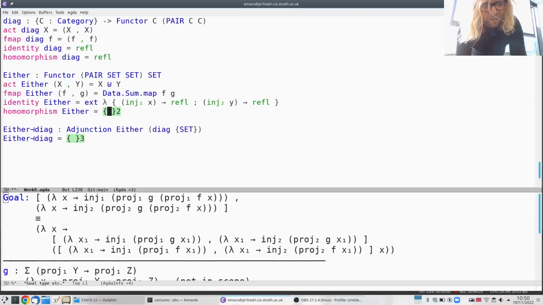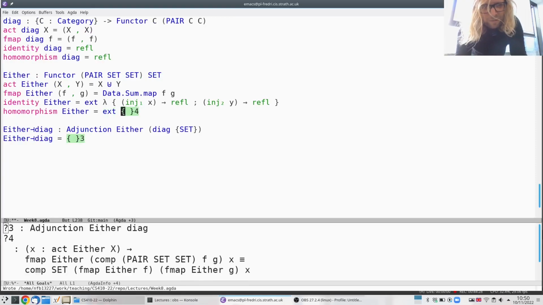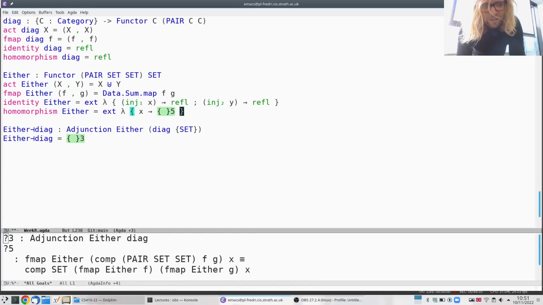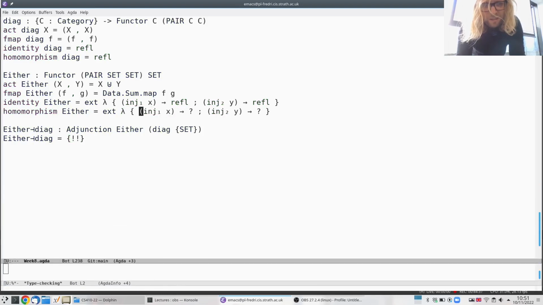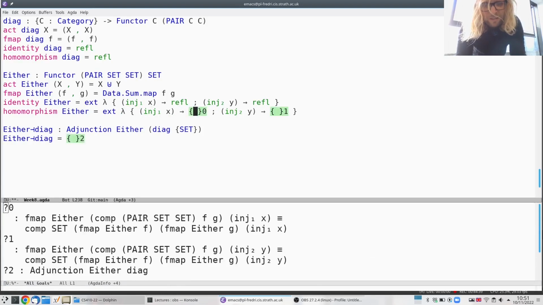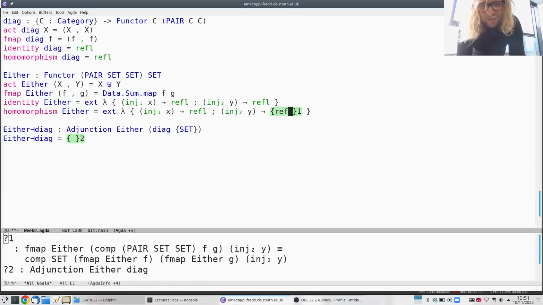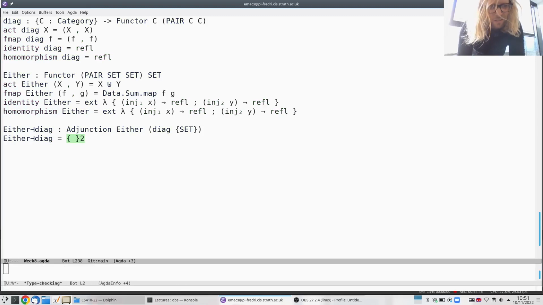Okay, and similarly, if we have a composition, it looks like it's going to be an x. I'm going to pattern match on my x very soon. Okay, and that looks good. And that looks good. Okay, so I have a functor.